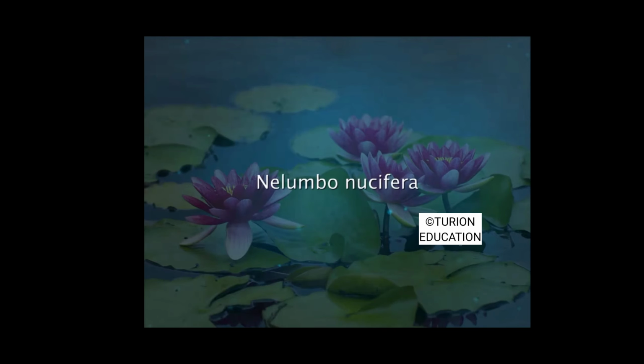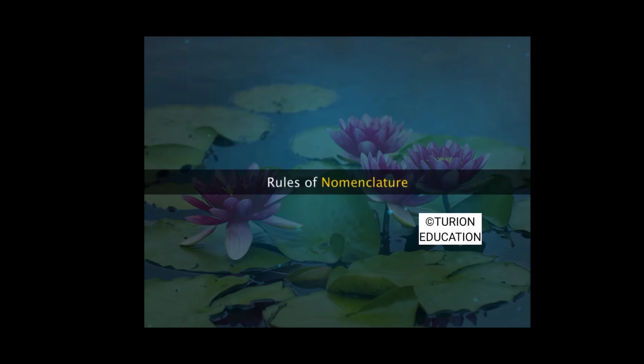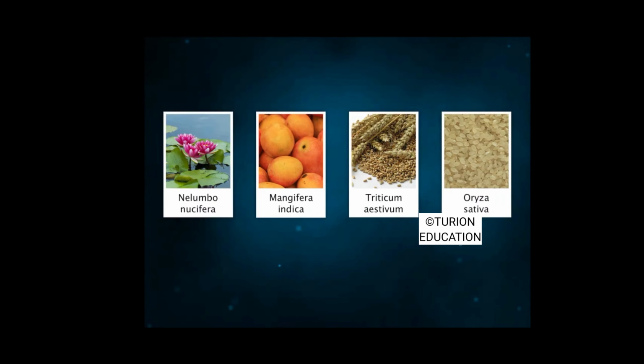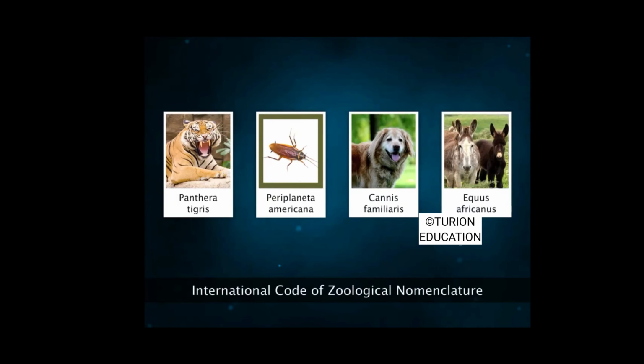Thus, as per binomial nomenclature, the first component is the name of the genus to which the species belongs, and the second part, the specific epithet, refers to the species within the genus. Naming of plant species is as per the principles and criteria laid down by the International Code of Botanical Nomenclature, ICBN. Similarly, the International Code of Zoological Nomenclature, ICZN, deals with scientific names for animals.